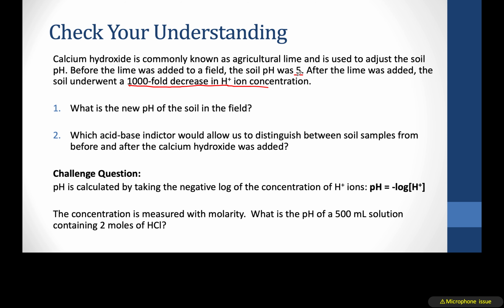Okay, so if we're starting at a pH of 5, and we have a 1,000-fold decrease in H plus ion concentration, we're going to be going up the scale. So we're going to be going either 6, 7, 8, or 9. We're going that direction. Now, how many steps do we go? Look at the number of zeros. There are 3 zeros. That means we're moving 3 steps up the pH scale. Okay? And by up, I mean the number gets bigger.